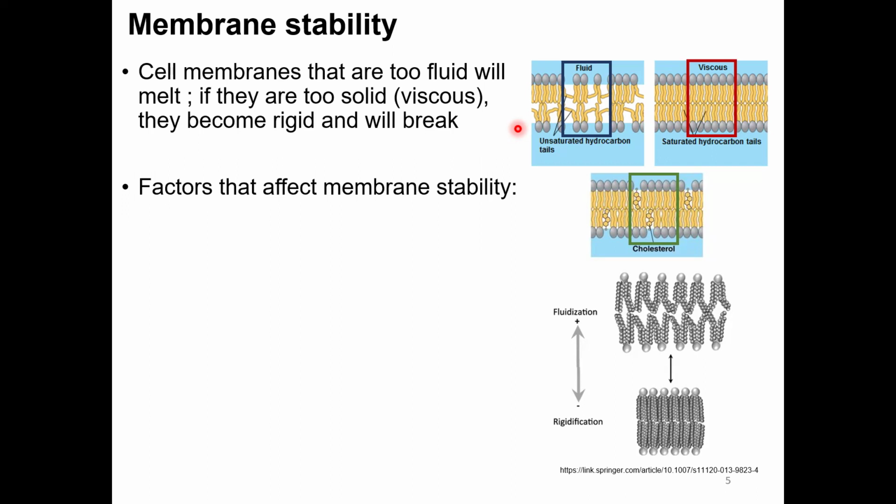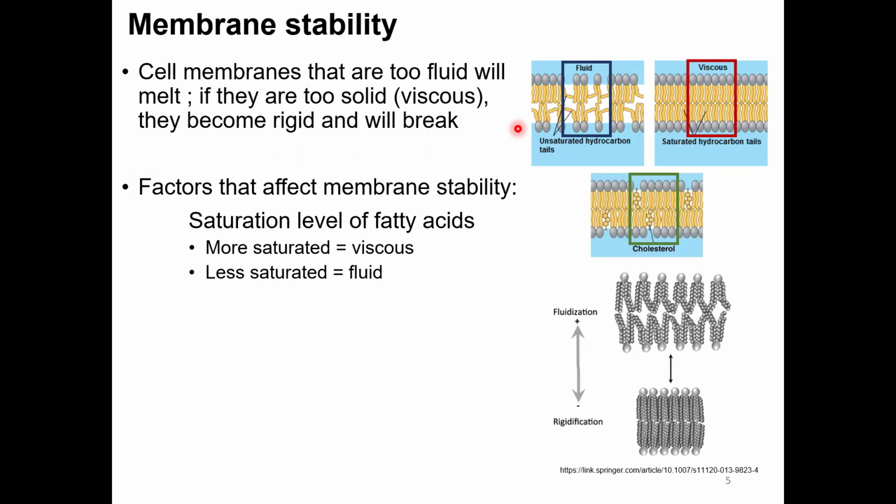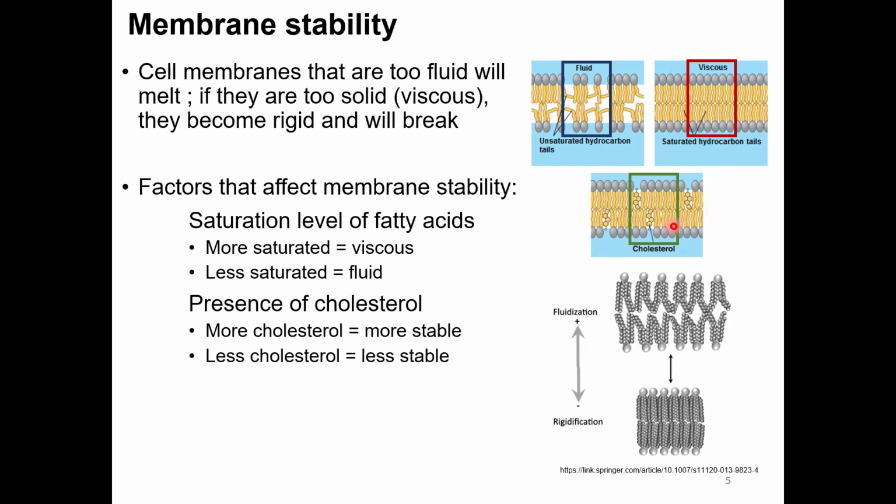Now, there are many factors that affect membrane stability, and this includes the saturation level of the fatty acids, where if it's more saturated like this, it ends up viscous, and if it's less saturated, it ends up fluid. The presence of cholesterol can also affect the stability itself. If there's more cholesterol, it's more stable. If there's less, it's less stable. And then the temperature itself can play a role in membrane stability, where if it gets colder, it's more viscous. If it's warmer, it's a lot more fluid.